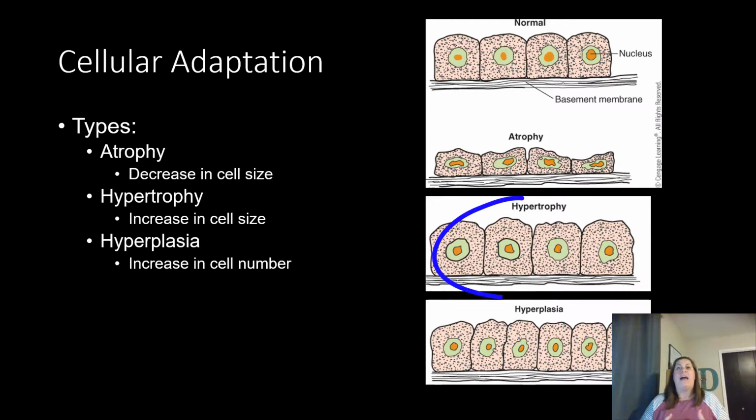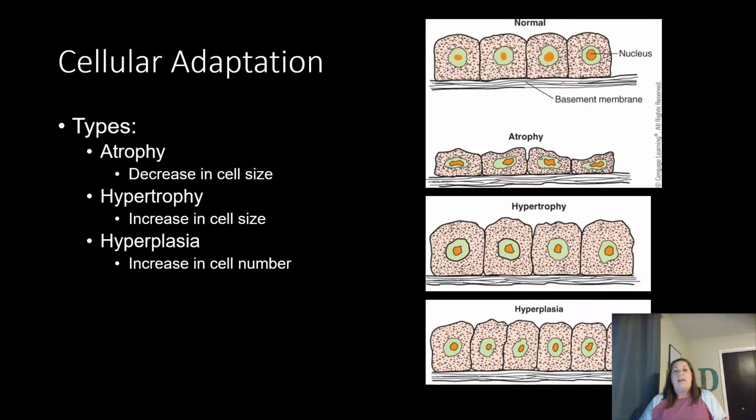So when we look at hypertrophy, this is when the cells increase in size. This is normally due to them doing extra work. So again, our muscles, when we actually work them out, will get larger in size. Okay, we see that this might happen even in some tissues like the glands. When they get used more often, they may start to get a little larger. Okay, so this is where they get to be bigger.